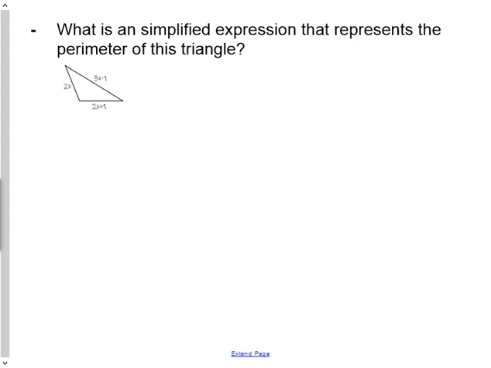Your next question. What is a simplified expression that represents the perimeter of this triangle? So perimeter of a triangle, of course, would be this side plus this side plus this side, because the perimeter is really the distance around the shape.